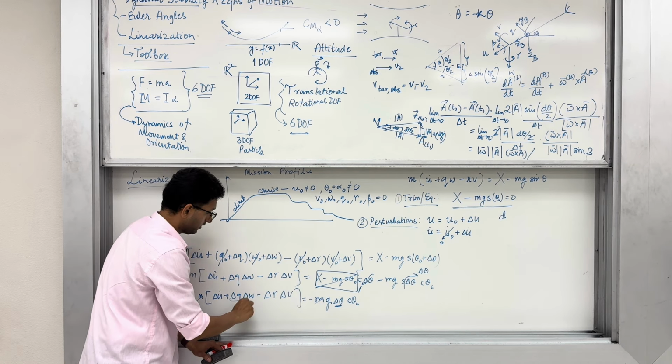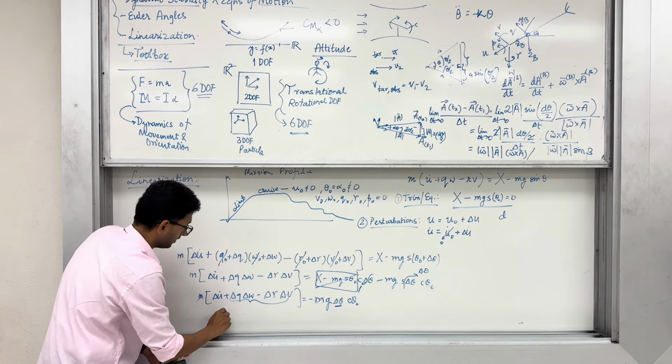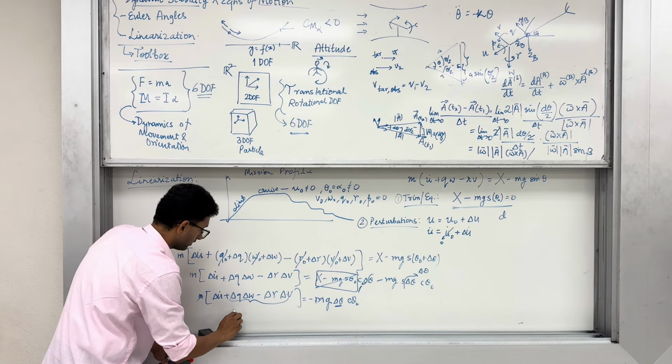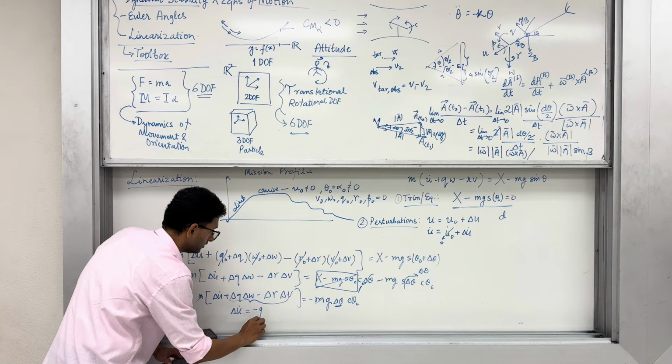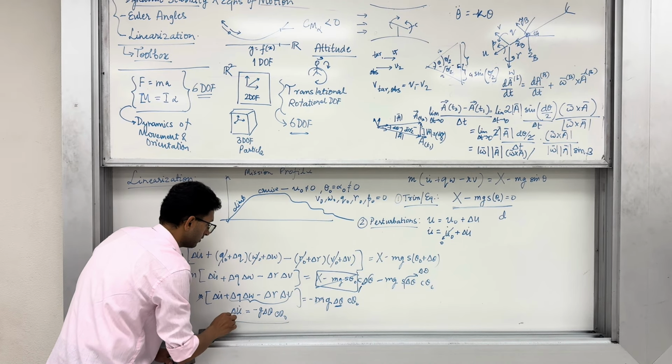So, I can say that since these are two higher order terms, I can neglect them, and finally, my linearized equation is simply going to be delta u dot equals minus g delta theta cos theta naught.